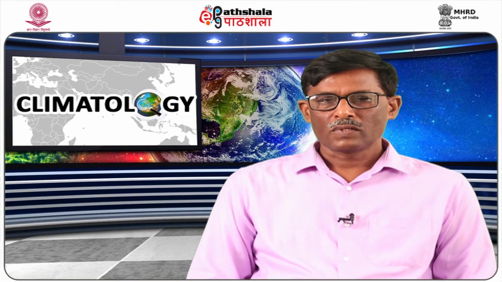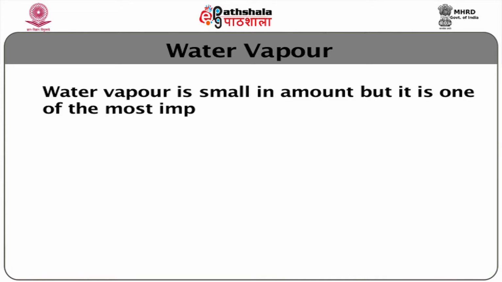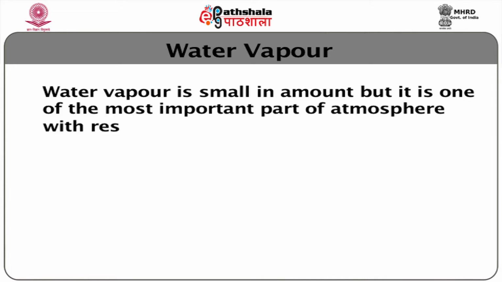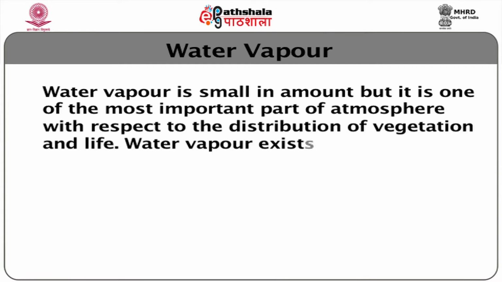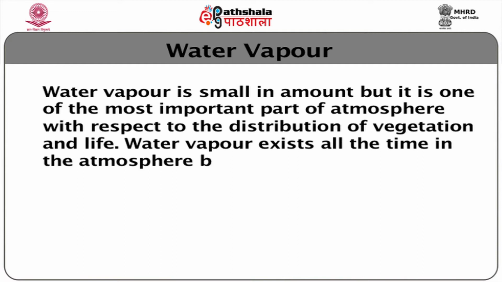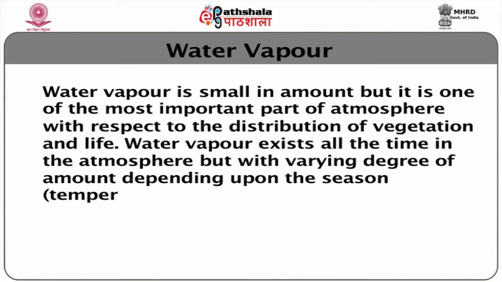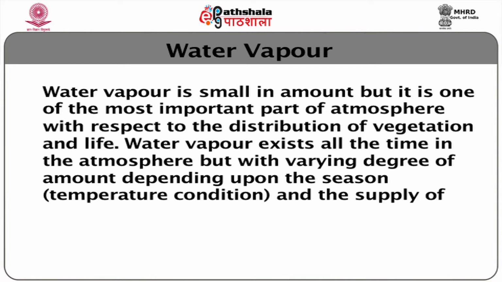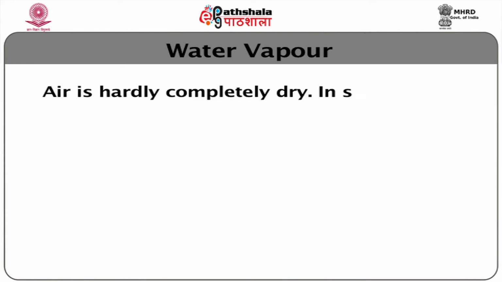Water vapor. Water vapor is small in amount, but it is one of the most important parts of the atmosphere with respect to the distribution of vegetation and life. Water vapor exists all the time in the atmosphere, but with varying amounts depending upon the season and supply of water for evaporation and evapotranspiration. Air is hardly completely dry.